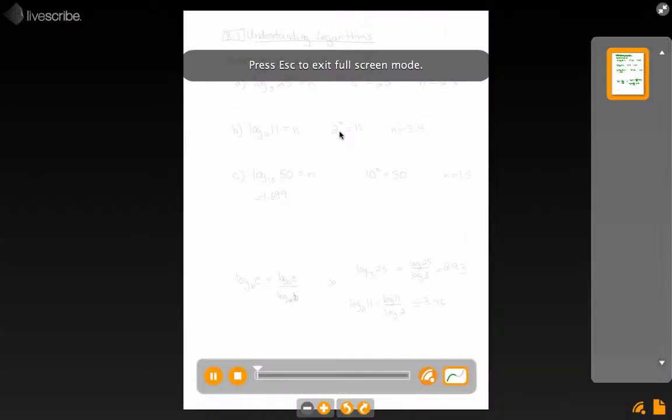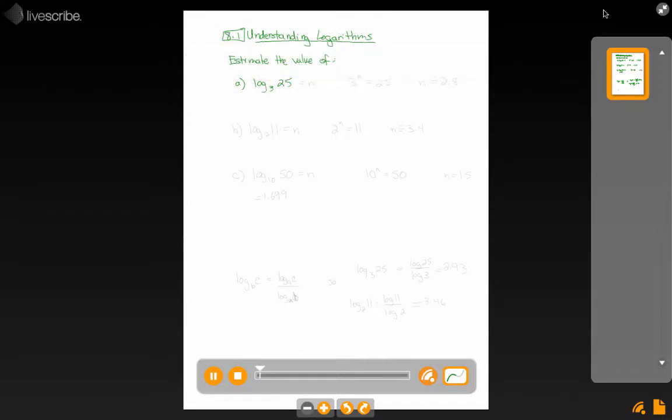This example comes out of section 8.1, Understanding Logarithms. In this example, we're asked to estimate the value of a logarithm. Depending on what kind of calculator you have, you may or may not be able to just punch this in directly. Even if your calculator only does base 10, the common log, I'll show you later how to do this on a calculator. But for now, I'm not really interested in that.